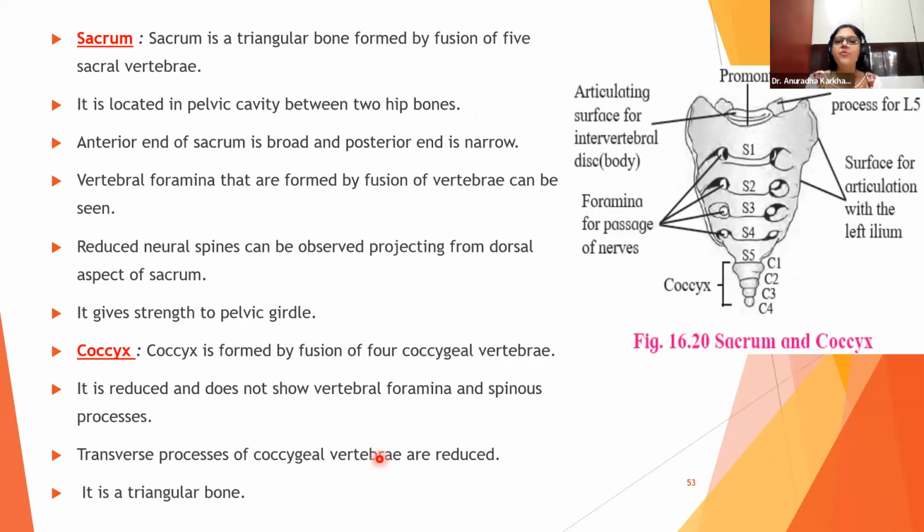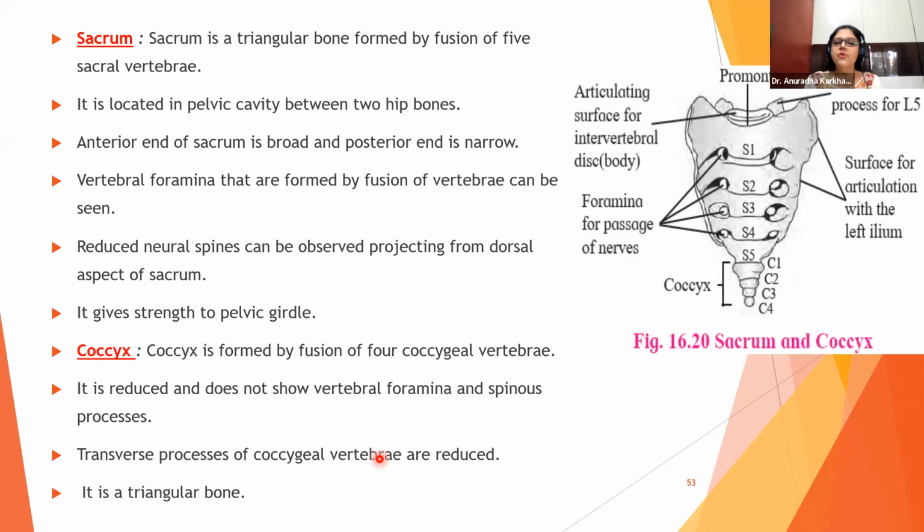Sacrum is a triangular bone formed by the fusion of 5 sacral vertebrae. It is located in the pelvic cavity below the 2 hip bones. Anterior end of sacrum is broad and posterior end is narrow. You have seen just now. Vertebral foramina that are formed by fusion of vertebrae are also seen. So I showed you those 5 holes on the left and right side. Those are your fused vertebrae.